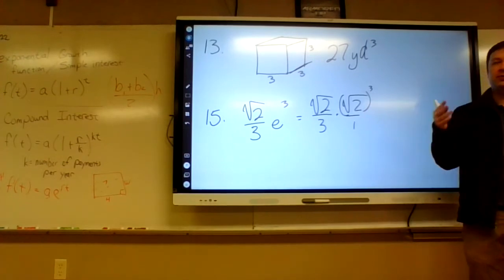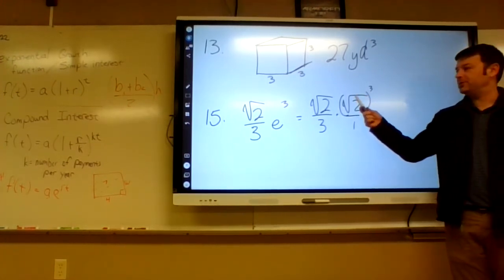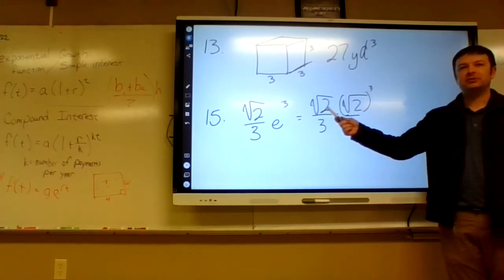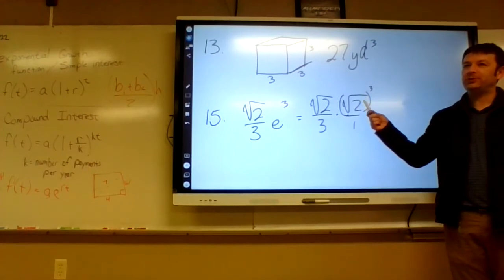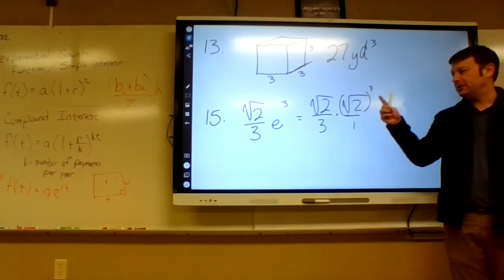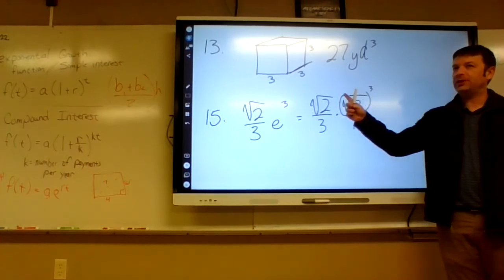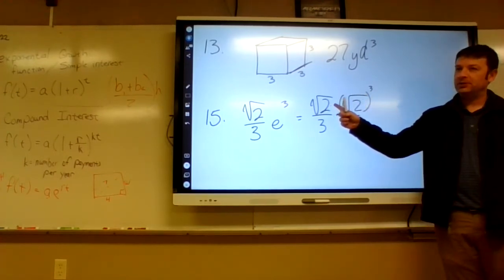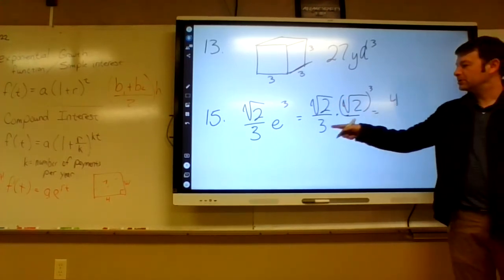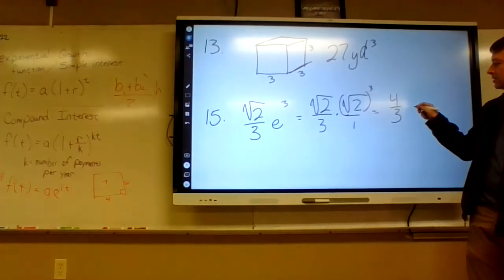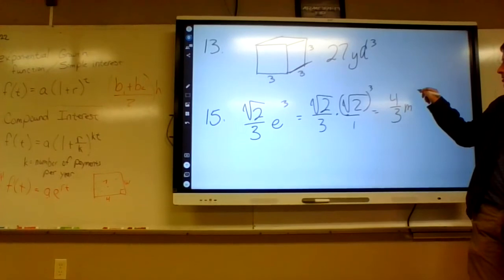Anytime you square a square root, they cancel out. So we have square root of 2 times square root of 2 times square root of 2 times square root of 2, then you cube it. No, I already cubed it. Square root of 2 times square root of 2 is 2, times square root of 2 times square root of 2 is another 2. So I got 2 times 2 is 4, over 3. And the units are meters, so meters cubed.